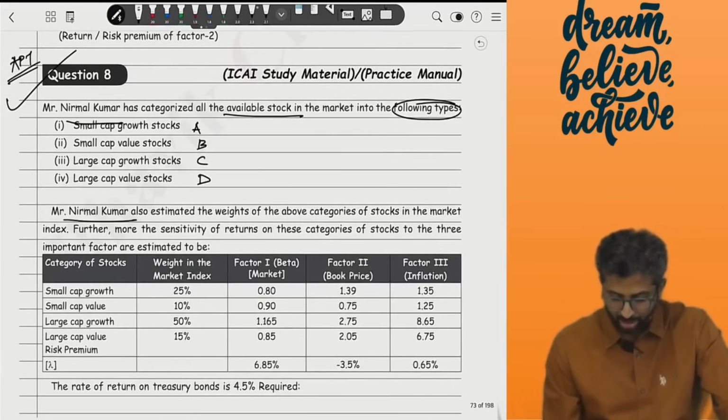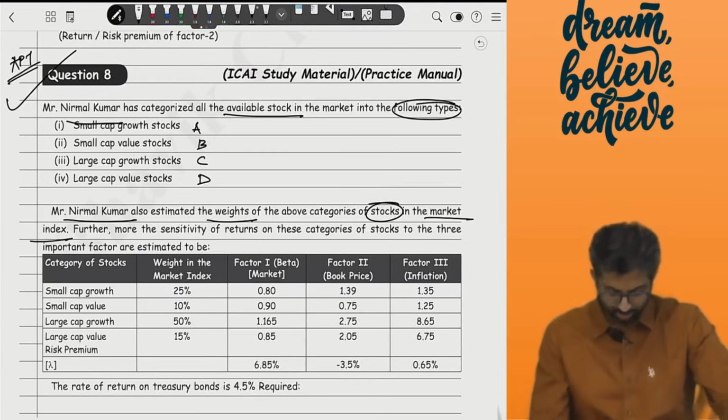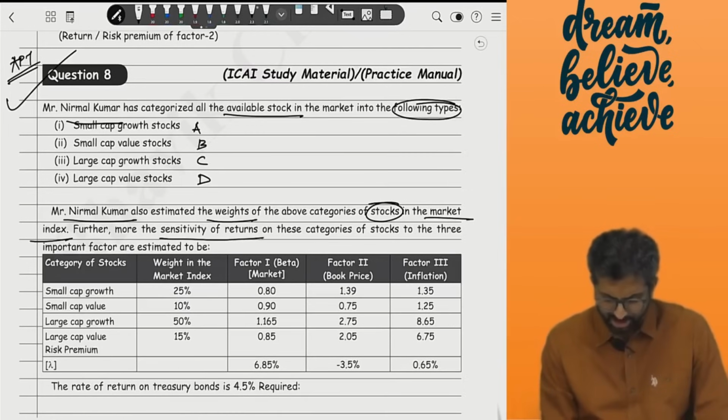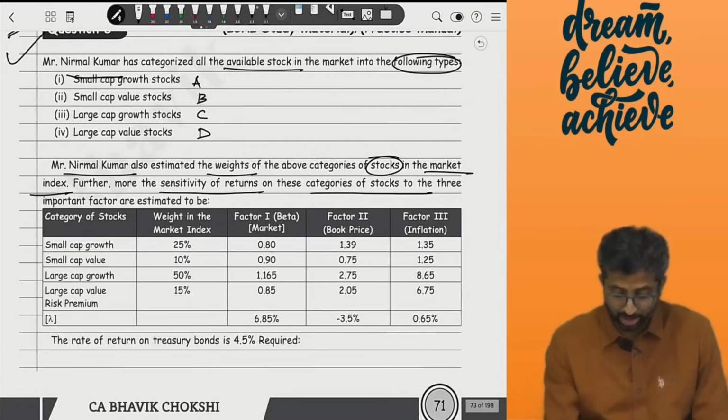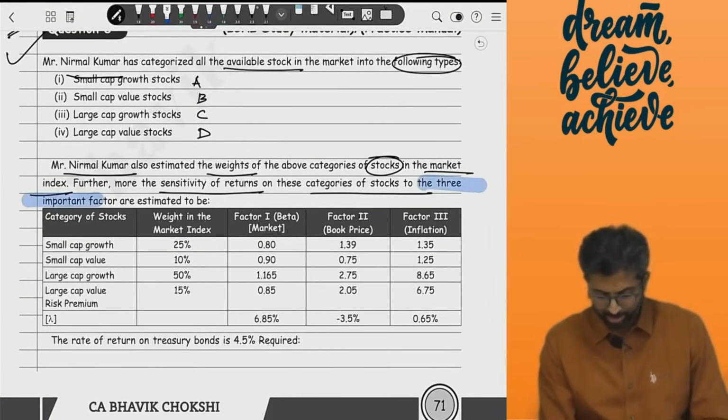Mr. Nirmal Kumar has also estimated the weights of the above categories of stocks in the market index. So these are weights given in the market index. If I want to find the market return or market value, these are weights given. Furthermore, the sensitivity of returns of these categories to the 3 important factors. Usually in CAPM there is only one factor. Here there are 3 important factors which are given.